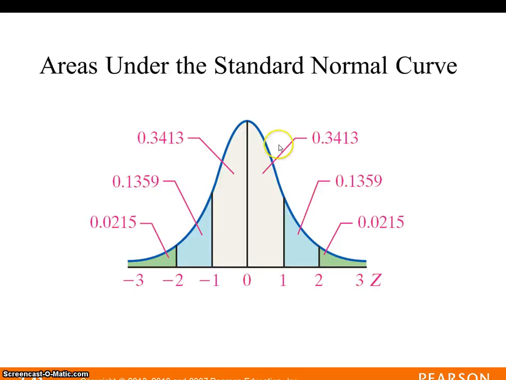And then just remember the empirical rule, right? So that about 68% of the data is within 1 standard deviation, right? 95% is within 2, and 99.7% is within 3 standard deviations.